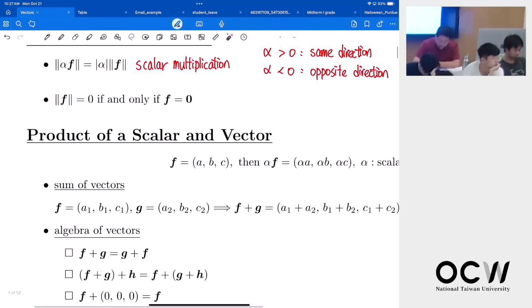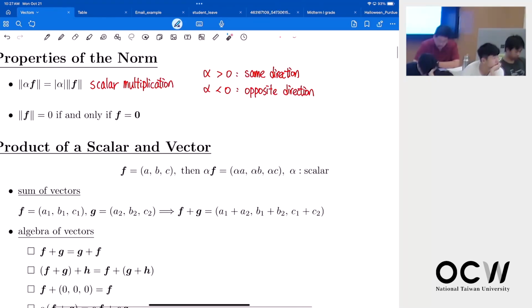Next, the product of a scalar and a vector. If I have a vector f with three components, it is in R3. Then I have a scalar alpha. So when I have alpha times this vector, each component will also be multiplied by alpha.